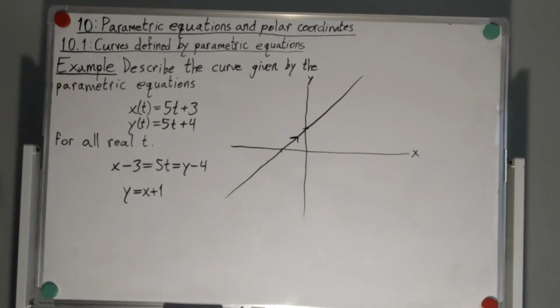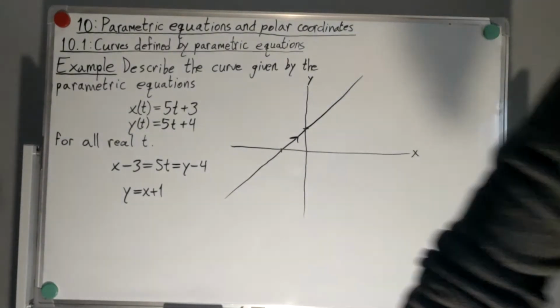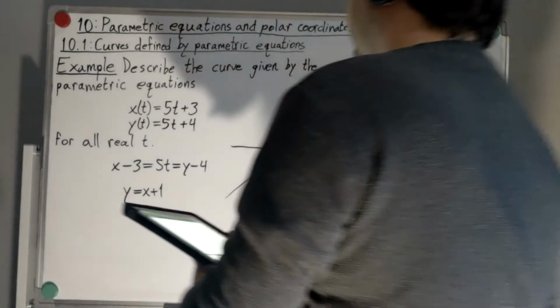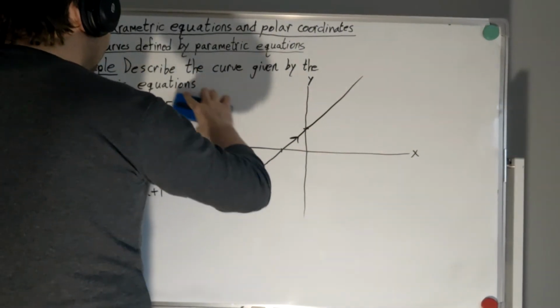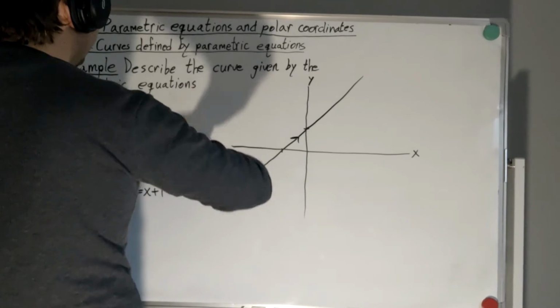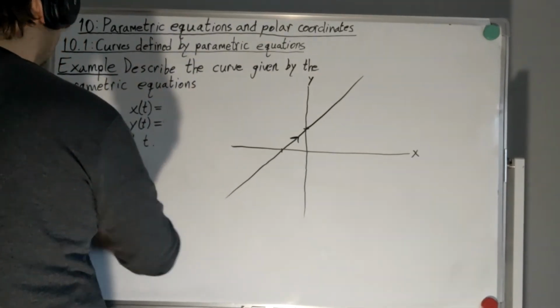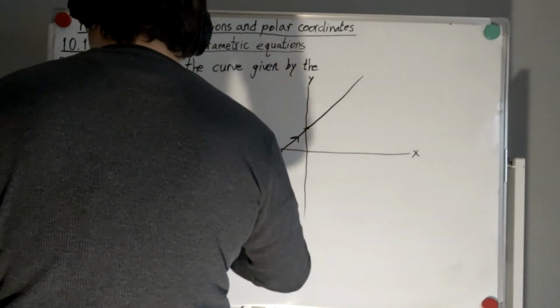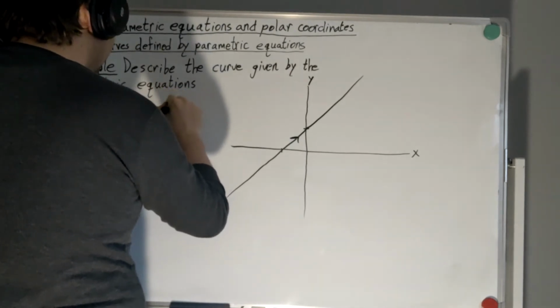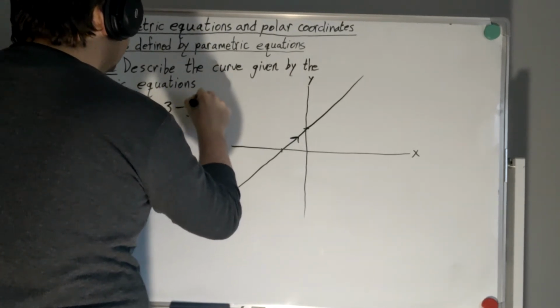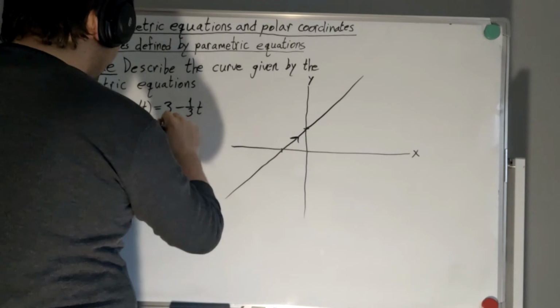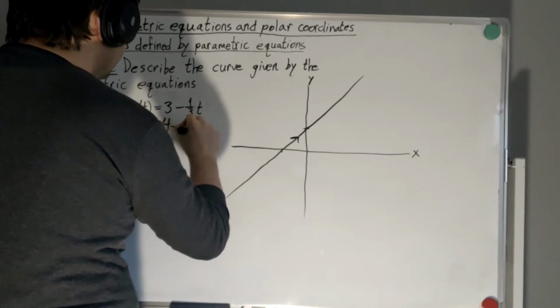All right, then let's look at the following. Suppose instead we were dealing with the parametric description 3 minus 1/3 t and 4 minus 1/3 t.